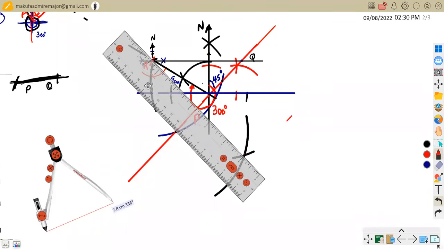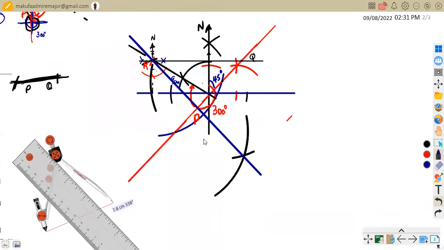All right, something like this. Okay, so that is it, guys. We can join from R here to this point of intersection. By joining this, we are going to see that the line that is being drawn, when it meets this line PQ, it is going to meet this line at 90 degrees. So that's how you construct this one.